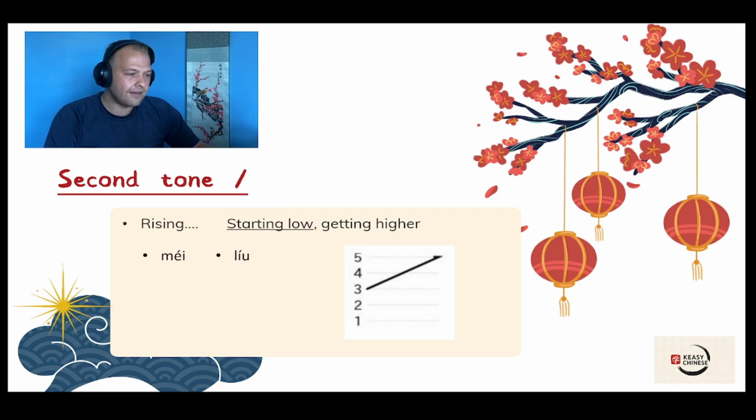Mei, liu, mang, peng, ti, bo, she, nei, ren, mo. Tell me the truth, how did you do?